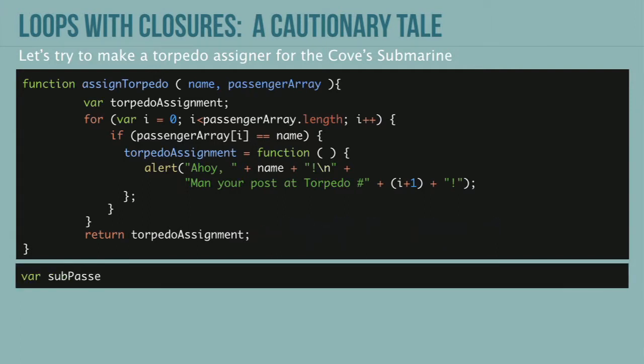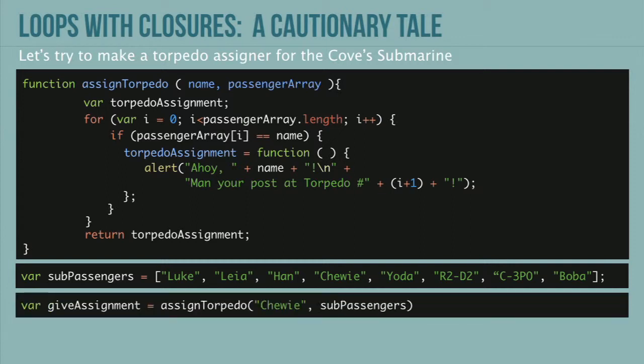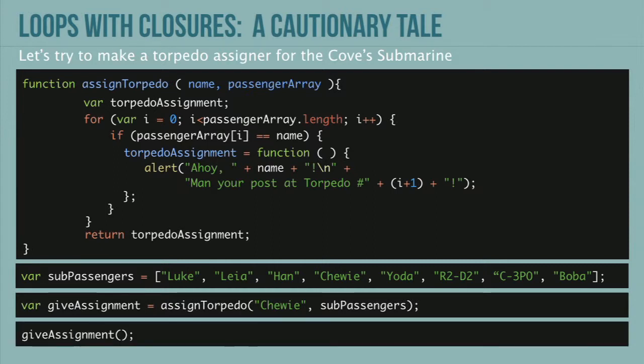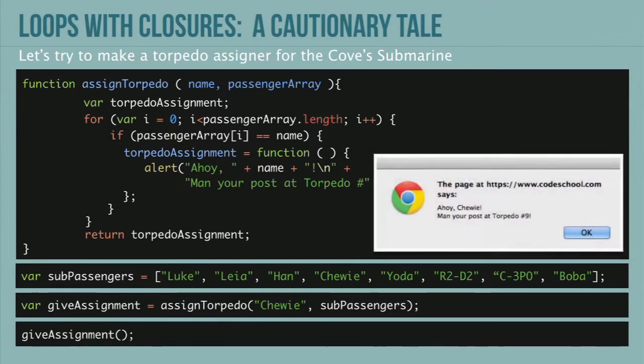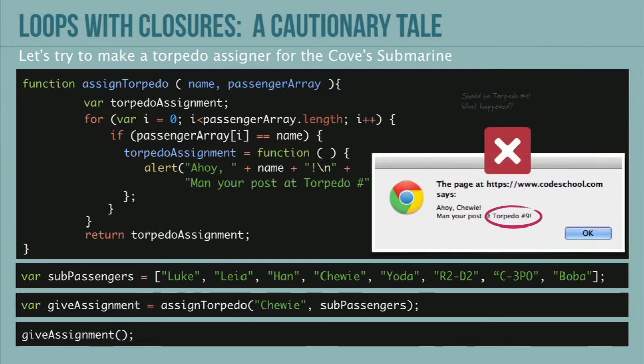Now we'll establish an array called subpassengers, and we'll put a whole bunch of passengers in there that you may recognize. Next, we'll make a new variable for a new function called giveAssignment, and then we will call our assignTorpedo function. We'll pass in Chewy as the passenger we want to assign a torpedo to, as well as the list of all of the subpassengers. Then, when we call our giveAssignment function, we should expect that, oh no, what happened? "Ahoy Chewy, man your post at torpedo 9"? That's no good. Chewy's not in index 9. What happened? It should be torpedo 4.